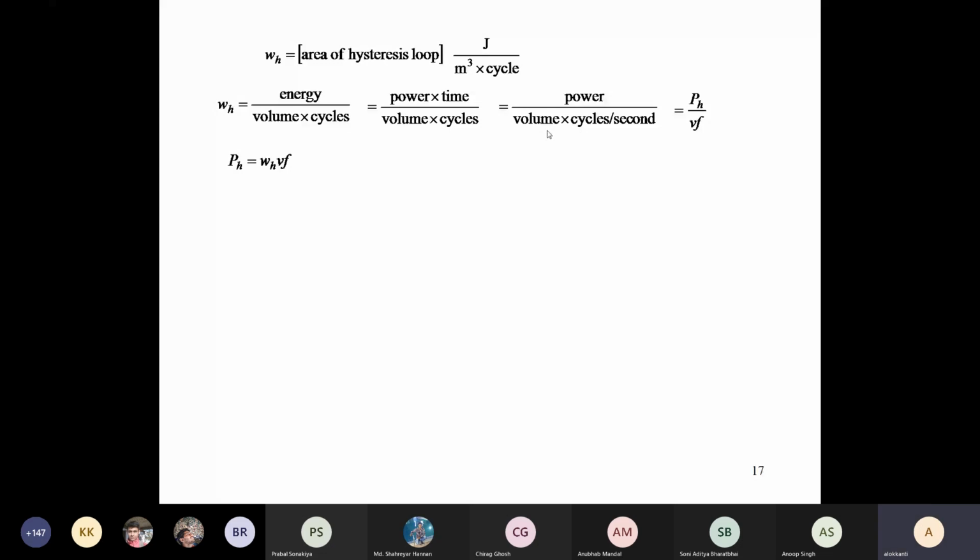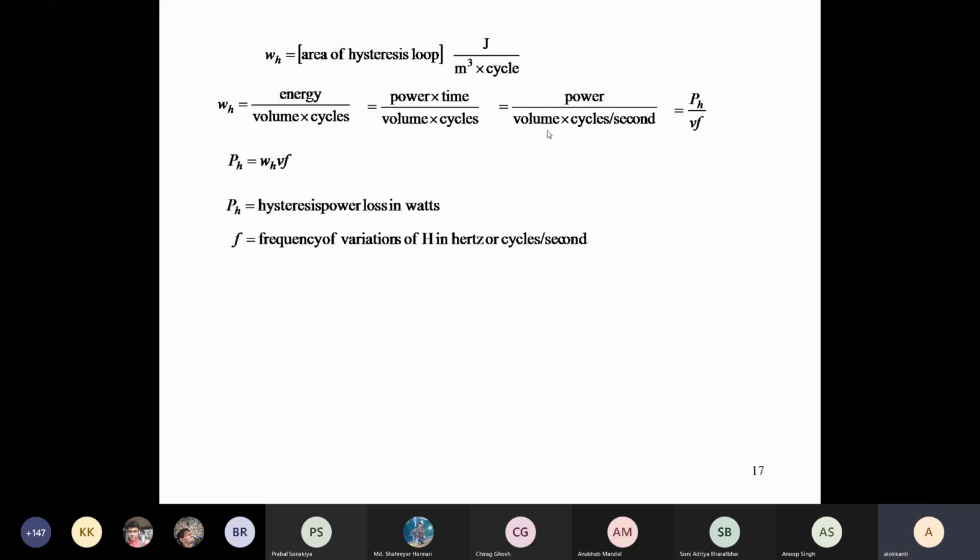So it is basically the hysteresis power loss in watts. Power unit is in watts. Hysteresis power loss in watts is proportional to WH, proportional to V, the volume, assuming V to be constant, and F. So frequency of variation of H, that is in hertz, that is equal to the supply frequency.